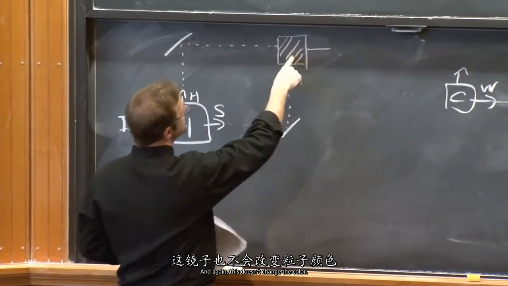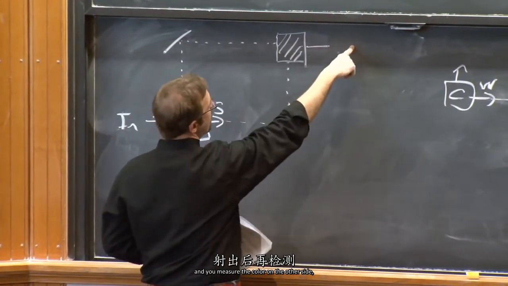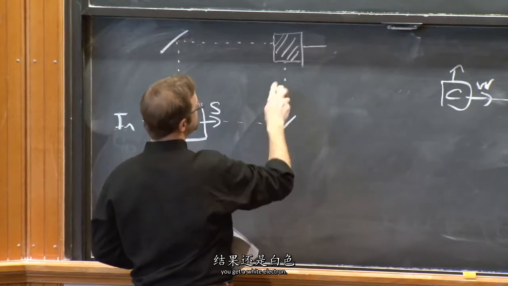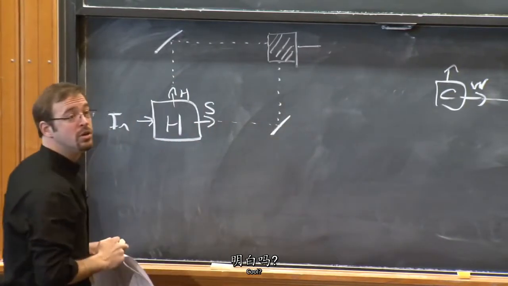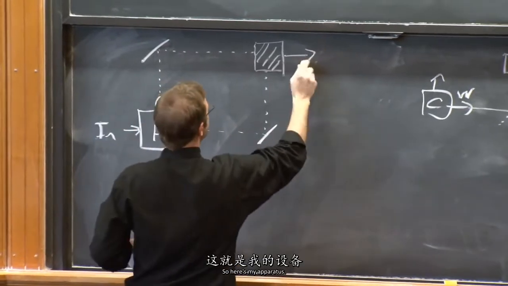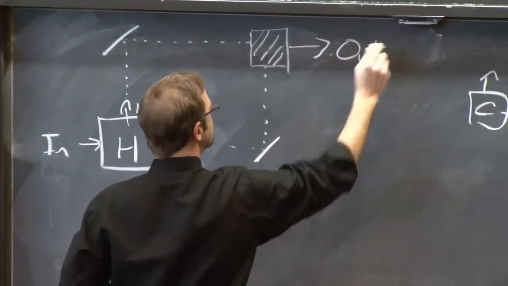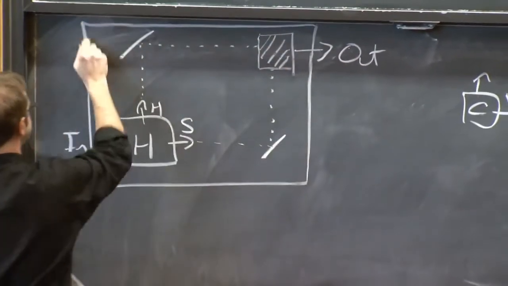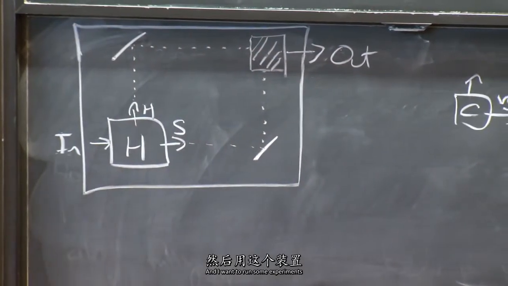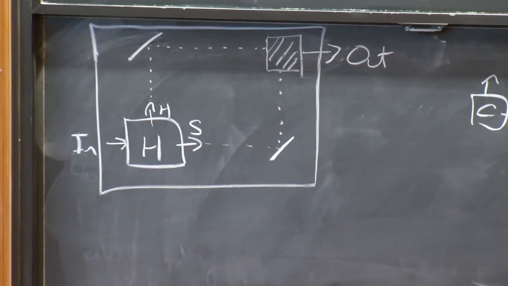And again, this doesn't change the color. You send in a white electron, and you measure the color on the other side, you get a white electron. You send in a black electron from here, and you measure the color, you get a black electron again out. Cool? So here's my apparatus. And I'm going to put this inside a big box. And I want to run some experiments with this apparatus.